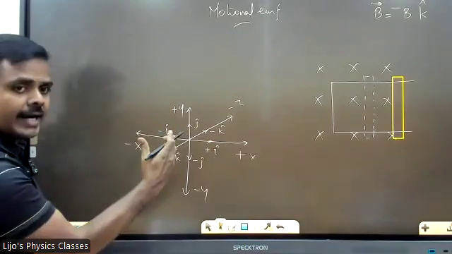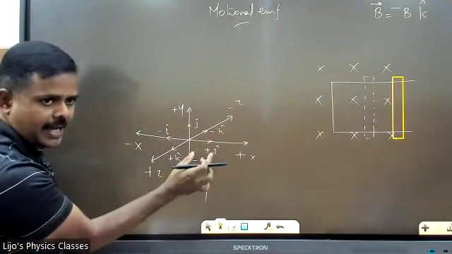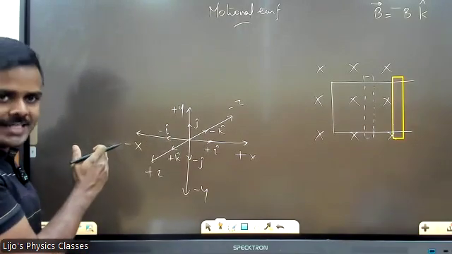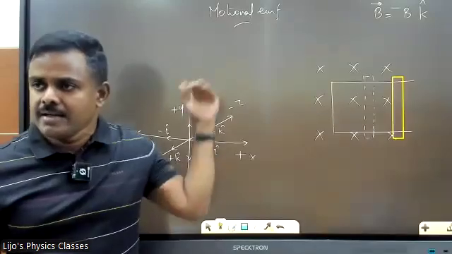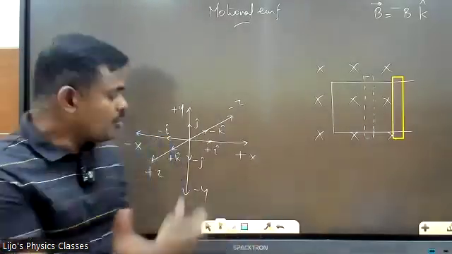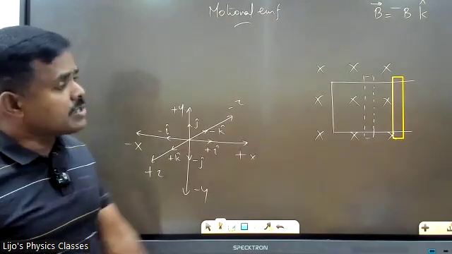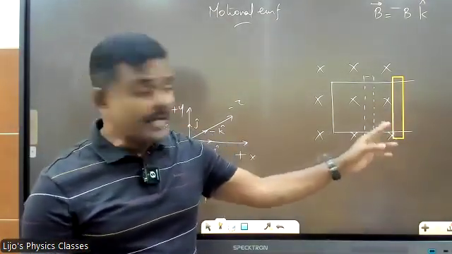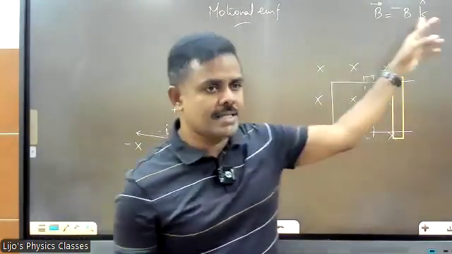Look at this one. Rightward is positive x-axis, which is characterized by plus i cap. Leftward is minus x-axis or negative i cap. Upward is positive j. Downward is negative j. Outward is positive k. Inward is negative k. All right. So I took my magnetic field where? Into the board. Into the board as per my figure, right? Into the board is minus k cap.